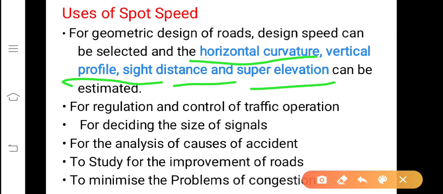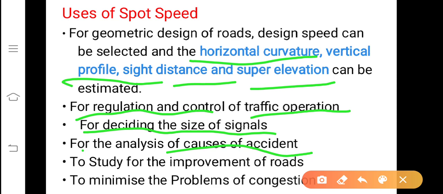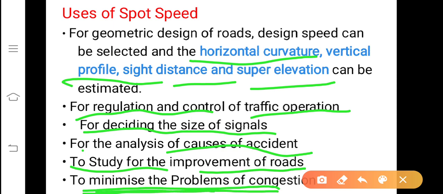Second, for regulation and control of traffic operation by installing signboards, speed limit signboards, for deciding the size of the signals, for the analysis of causes of accidents. Also it will be useful to study for the improvement of the roads and to minimize the problems of congestion on the traffic stream. Spot speed will be more useful.